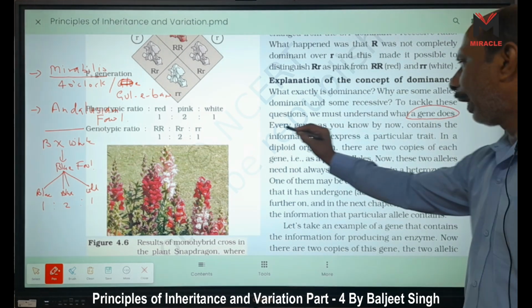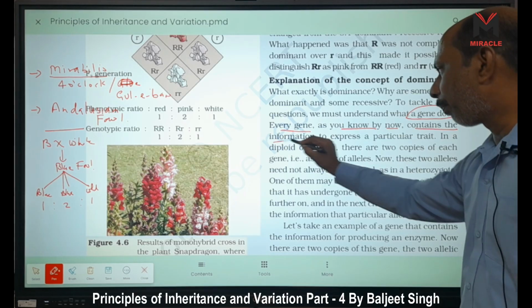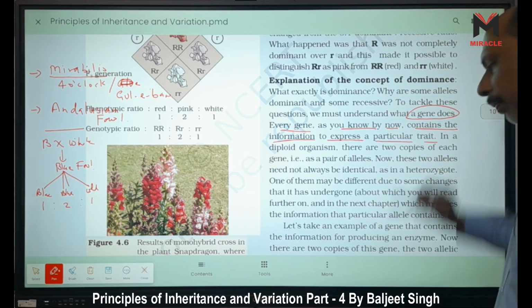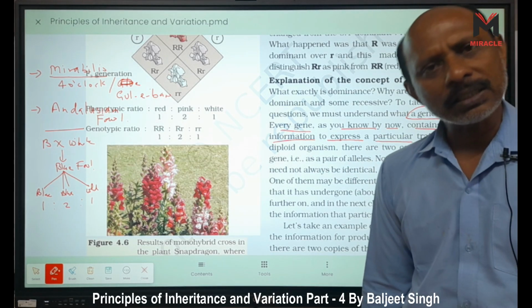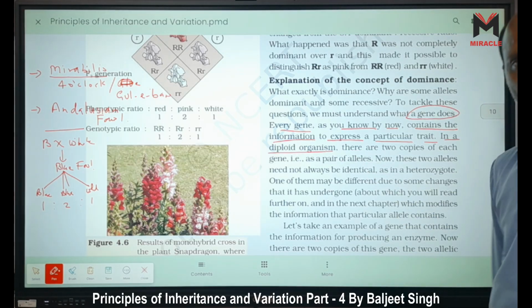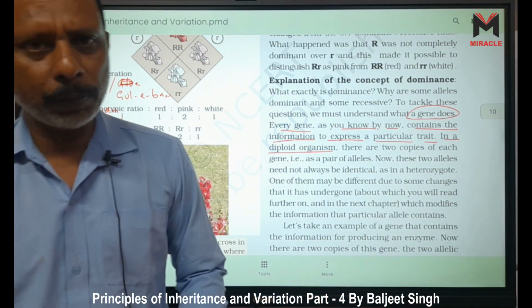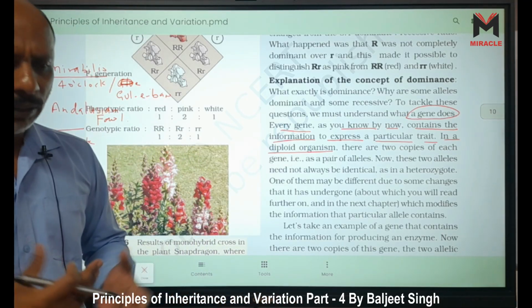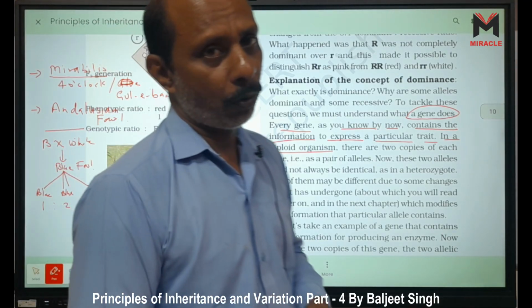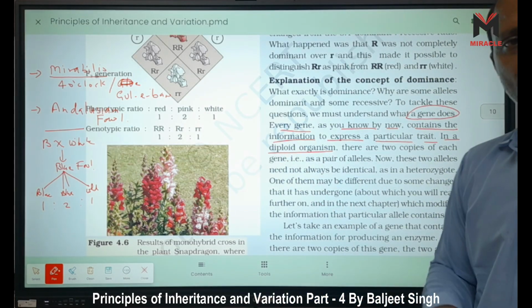That is given here. Every gene, as you know by now, contains the information to express a particular trait. Gene expression means translation. So through translation, they produce proteins, right? In a diploid organism, because here we are talking about the angiosperms, and angiosperms, we know, pteridophytes, gymnosperm or angiosperm, they are sporophytic, means their dominant phase is sporophytic. Our angiosperm means all the plants are sporophytic.